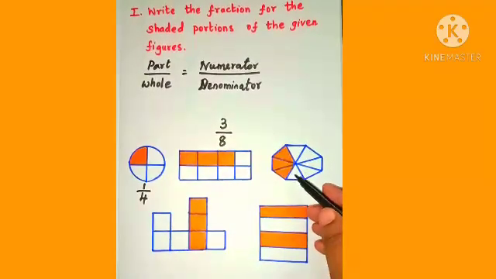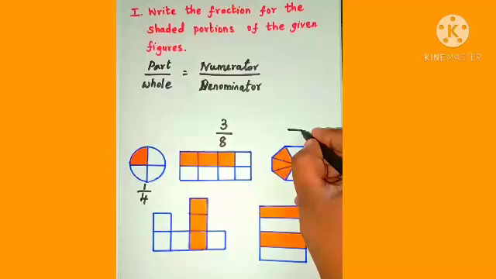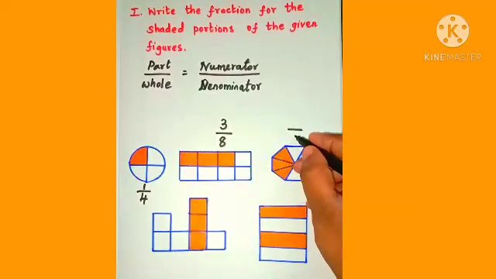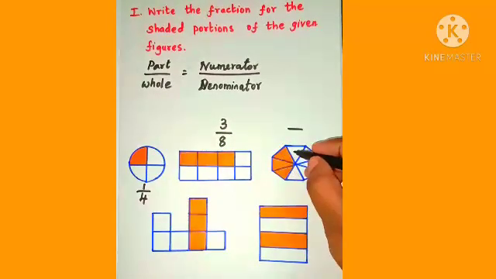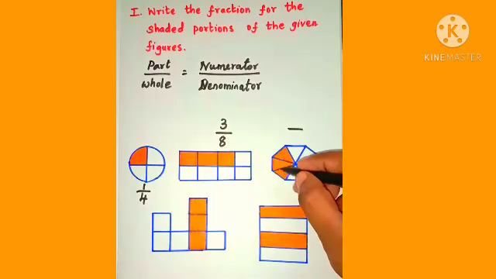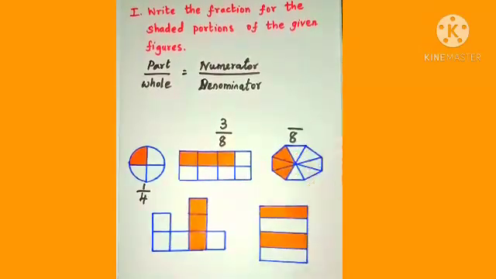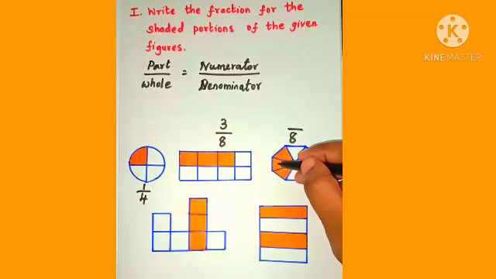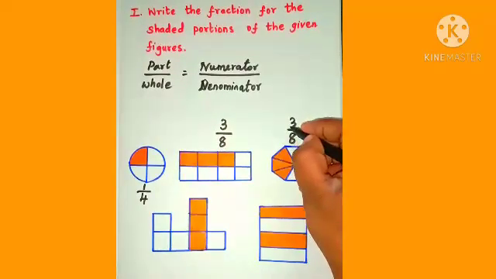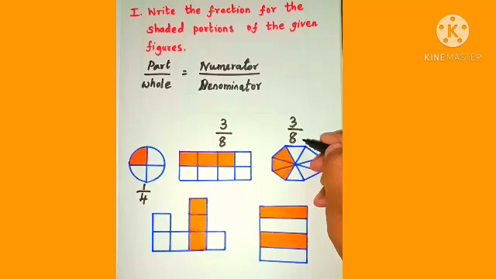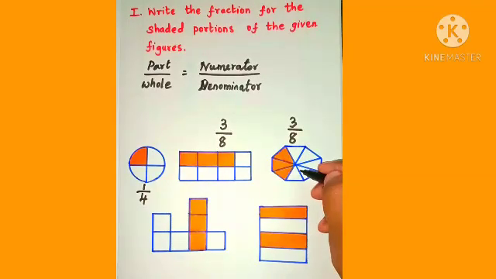And here, now write down the denominator, that is the total number of parts. 1, 2, 3, 4, 5, 6, 7, 8. And how many parts are being colored? 1, 2, 3. 3 by 8 is the fraction of the shaded portion of this figure.